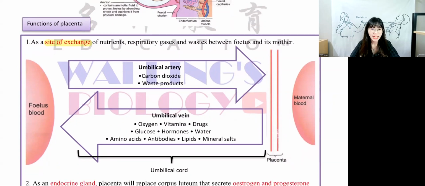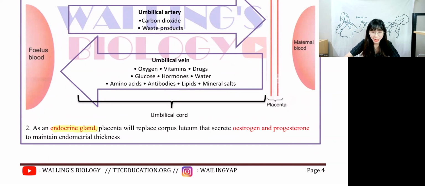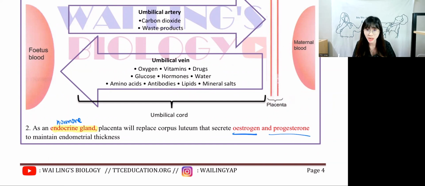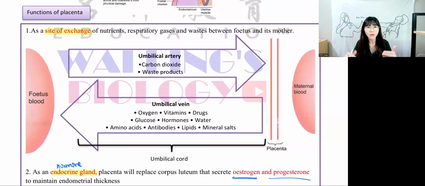Besides being a site of exchange, the other function of the placenta is to act as an endocrine gland. What is an endocrine gland? Endocrine means hormone; it secretes hormones. So what hormones does it secrete? Progesterone and also estrogen. As I mentioned just now, in the first 3 months the corpus luteum secretes progesterone to make sure the endometrium wall thickens during pregnancy. For the next 6 months, the placenta secretes progesterone and estrogen to maintain the thickness of the endometrium wall. So that's why we are able to live for 9 months in the mother's womb. This is the function of the placenta.